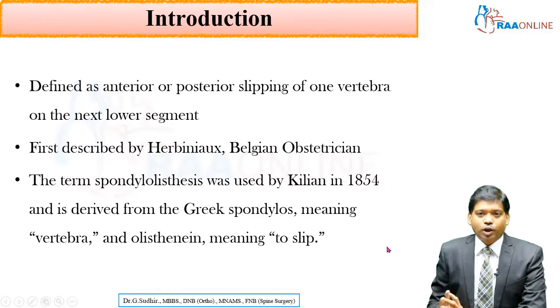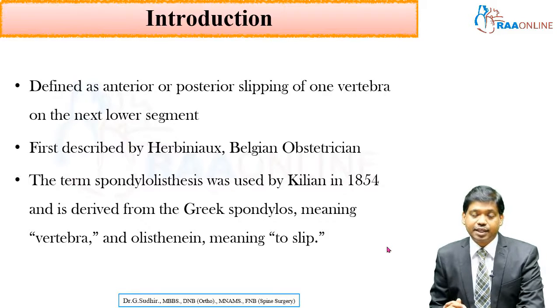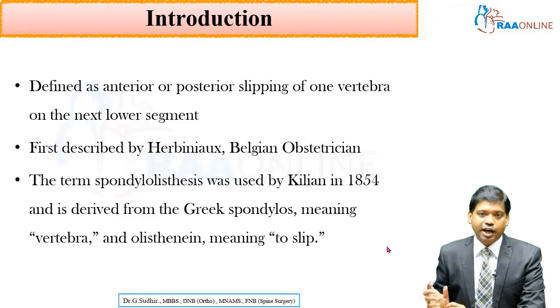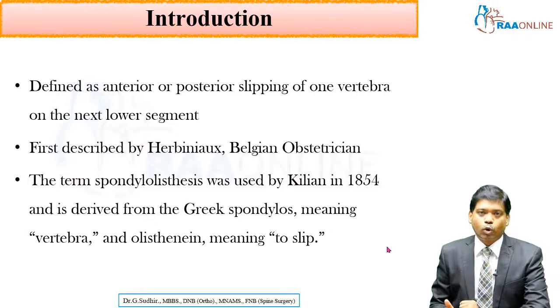So what is spondylolisthesis? It is defined as anterior or posterior slipping of one vertebra on the next lower segment. Actually, it was first described by Herbiniaux, a Belgian obstetrician who found difficulty in certain patients during delivery because of this pathology. The term spondylolisthesis was used by Killian in 1854, and it is derived from the Greek word spondylos, meaning vertebra, and olisthesis or olisthanein, meaning to slip.